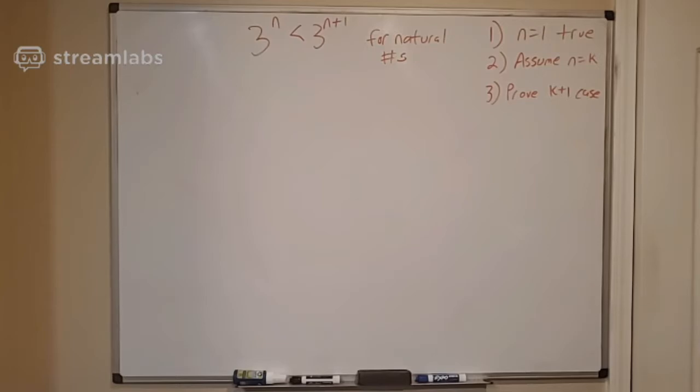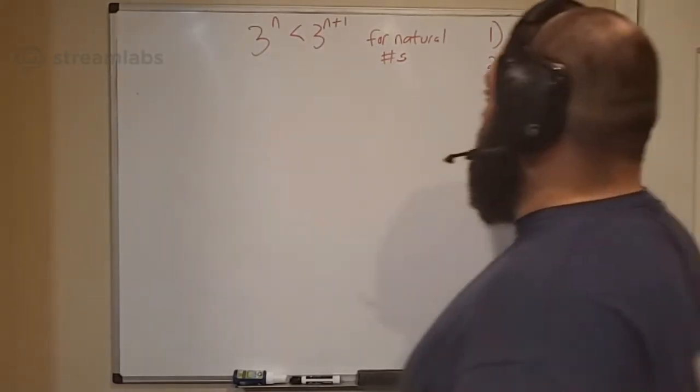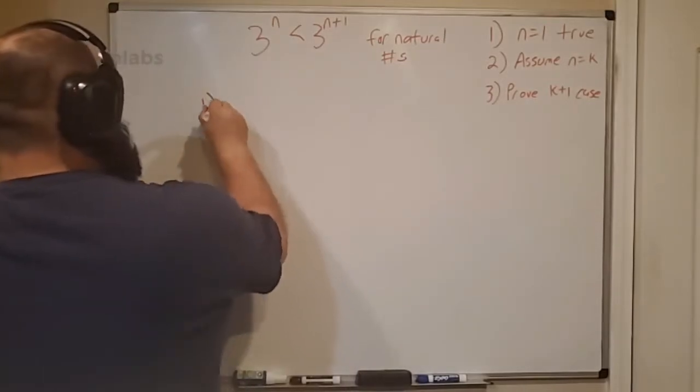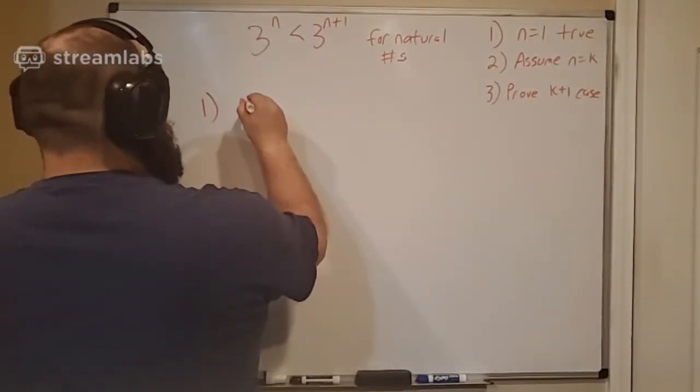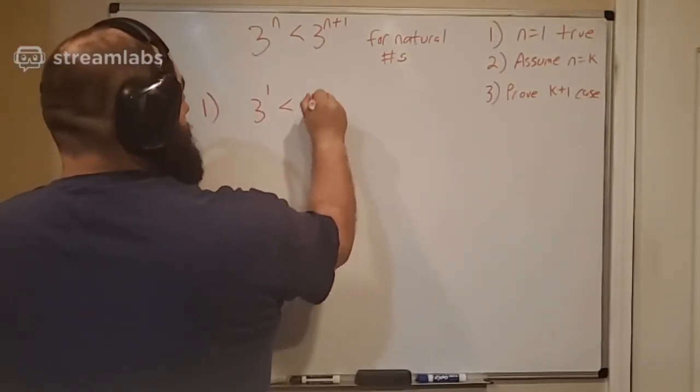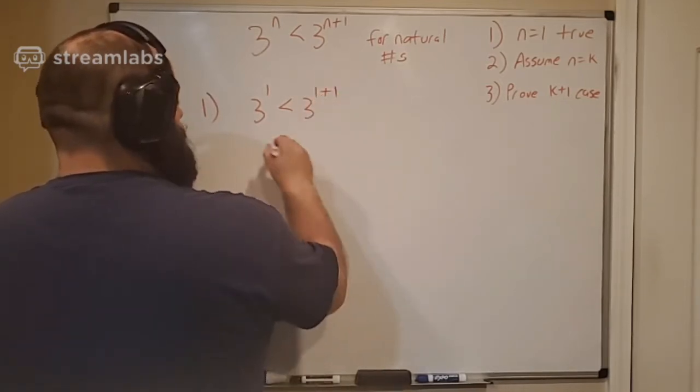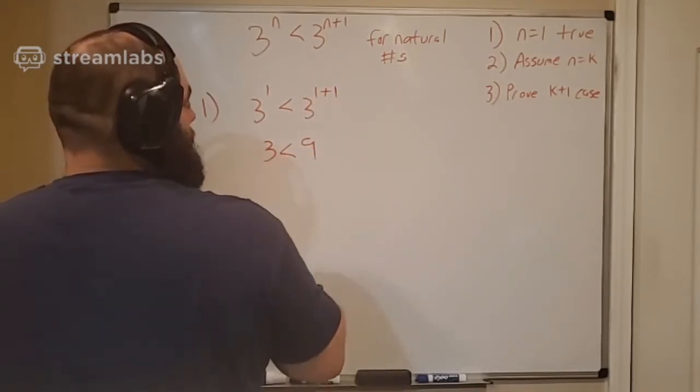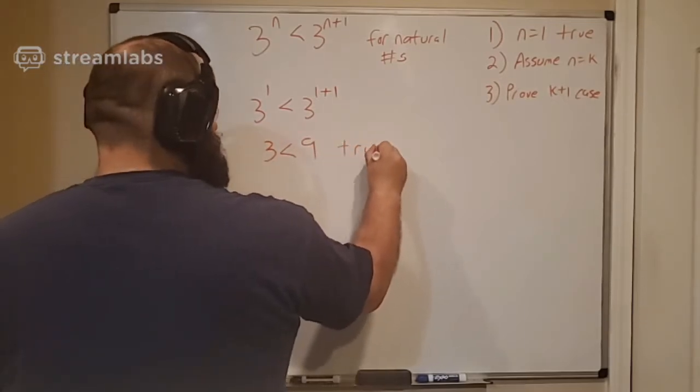So I've written the steps on the top right of the board so we know what we're doing for each problem. These are the 3 steps for your mathematical induction. Step 1, we're going to show that the n equals 1 case is true. So plug in 1. Is 3 to the first less than 3 to the 1 plus 1, true?